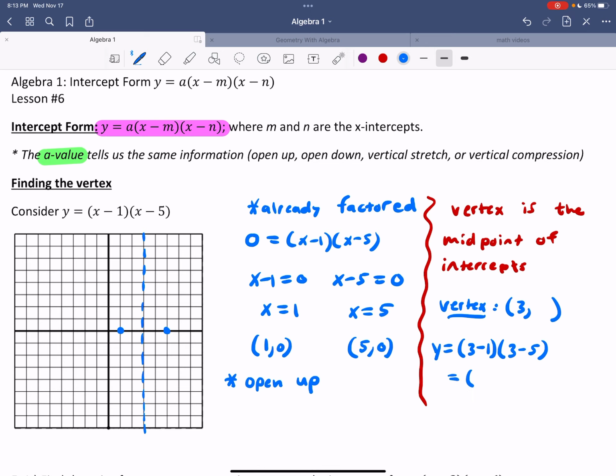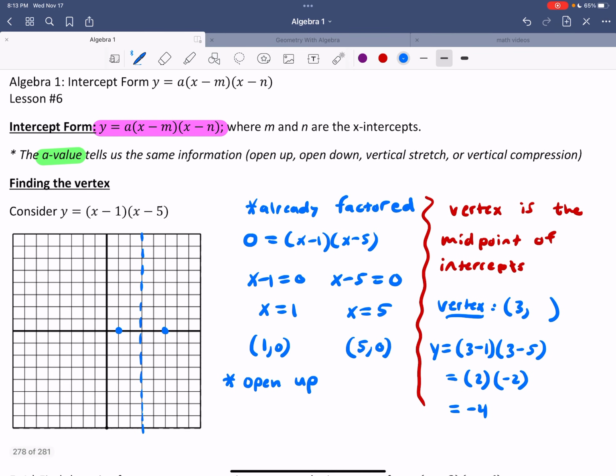So 3 minus 1 would be 2. 3 minus 5 would be negative 2. 2 times negative 2 is negative 4. So that tells me the y value of my vertex. So I go down to 1, 2, 3, 4.